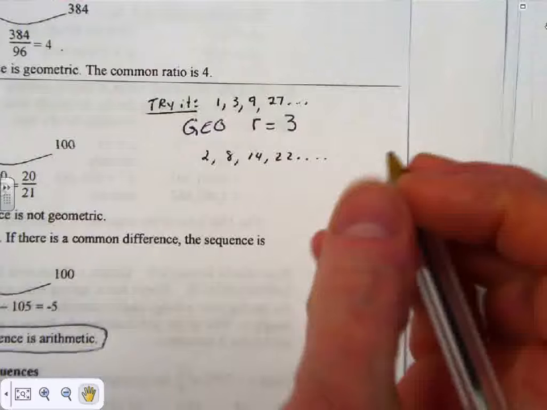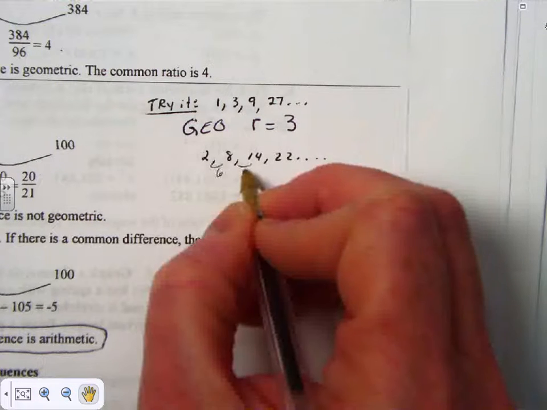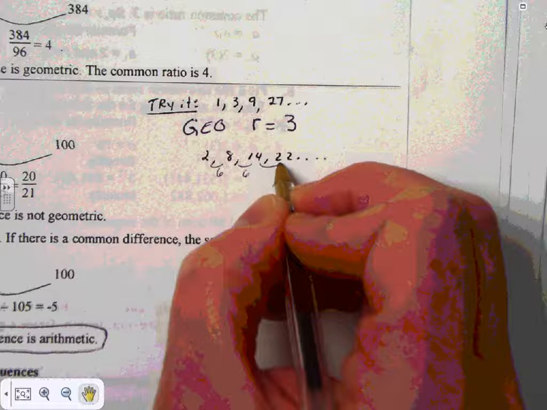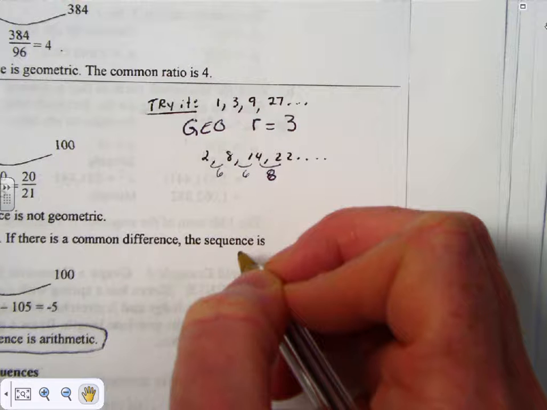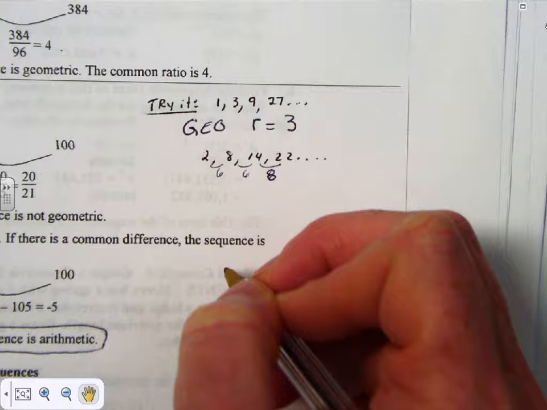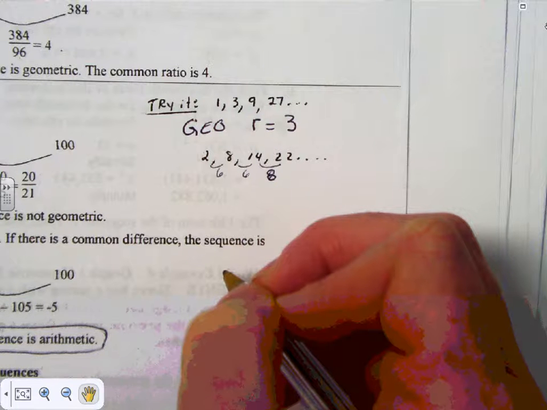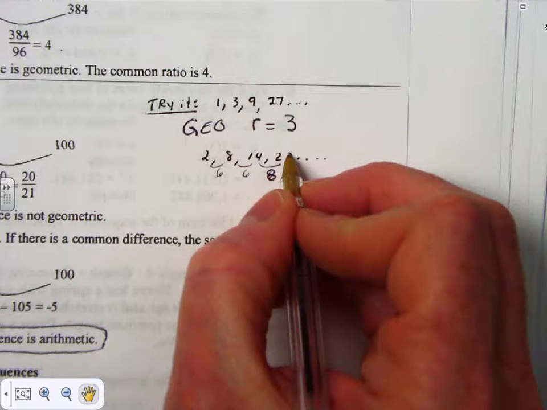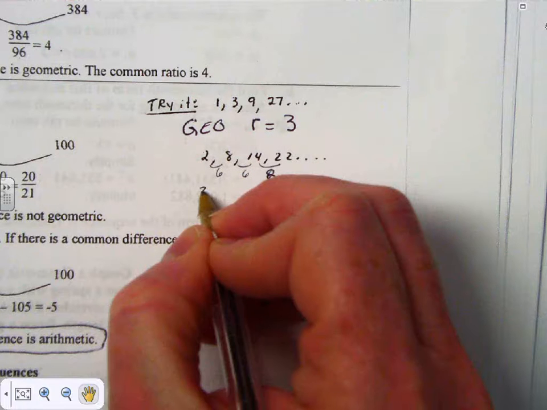It's arithmetic. So I'm adding 6. I'm adding 6. Ruh-roh. Okay, so it's definitely not adding the same amount each time, is it? Because I went 6, 6, 8. That sounded like Duck, Duck, Goose. Okay. So what about 22 divided by 14? It's 11 over 7. Okay, cool.